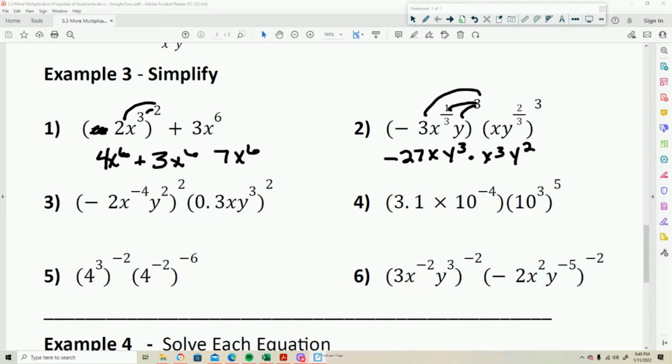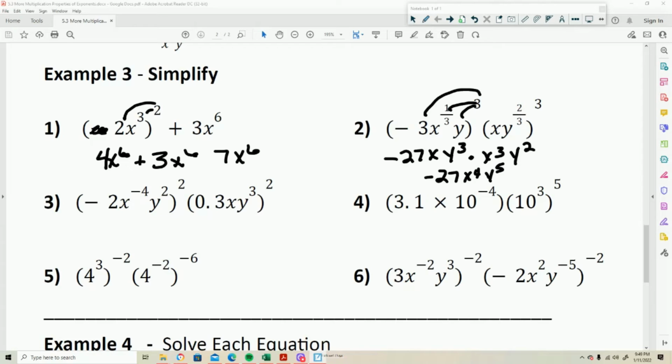Now multiply these together. When you multiply, you add exponents. Okay, the -27 stays. There's nothing that changes that. You get x and x cubed, which is x to the 4th. y cubed and y squared is y to the 5th. Okay, that looked bad, but it wasn't too bad.